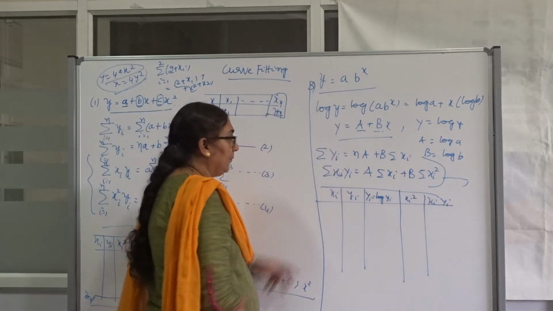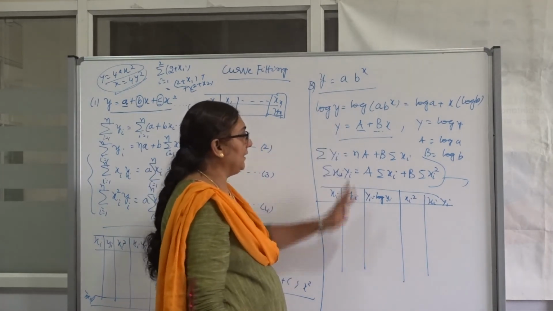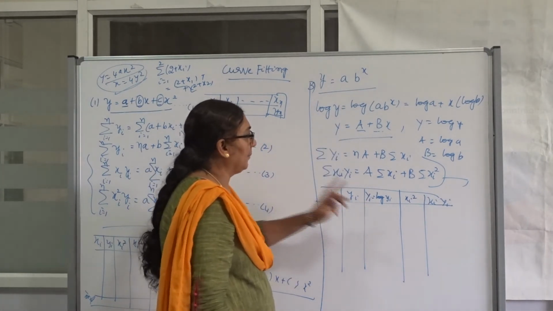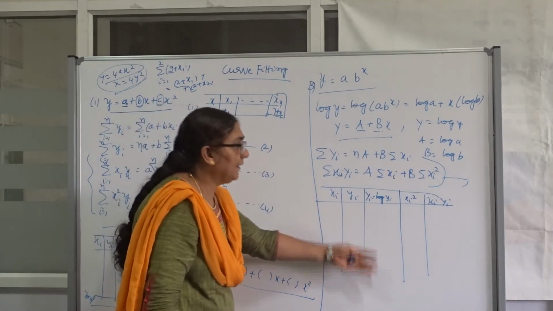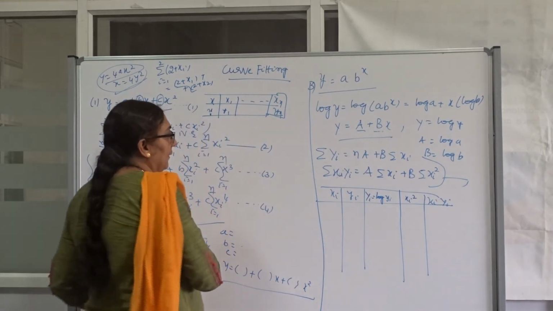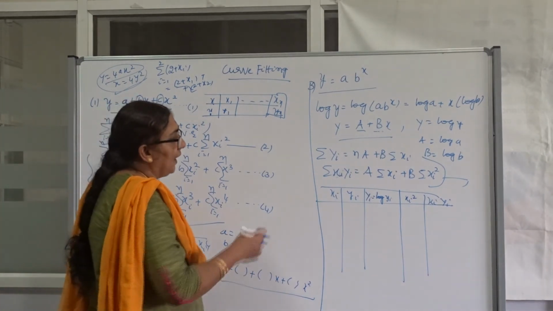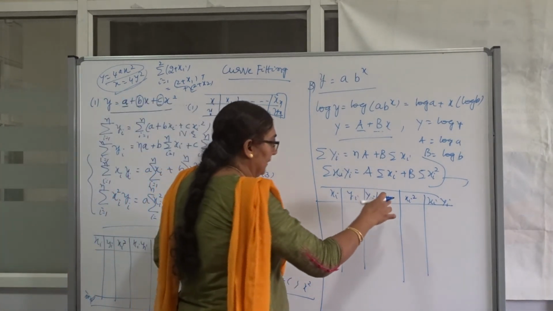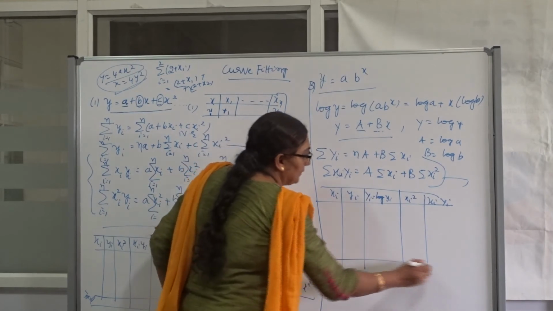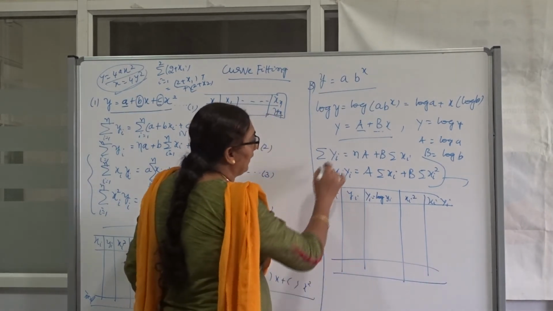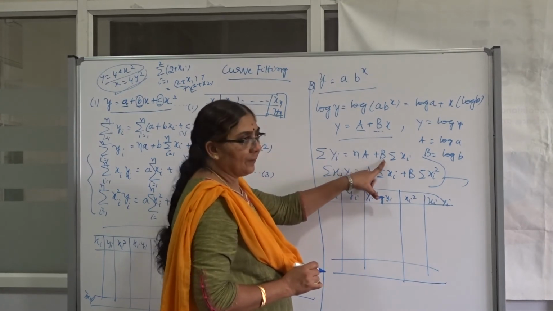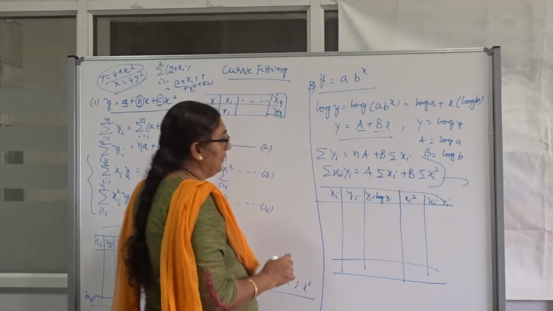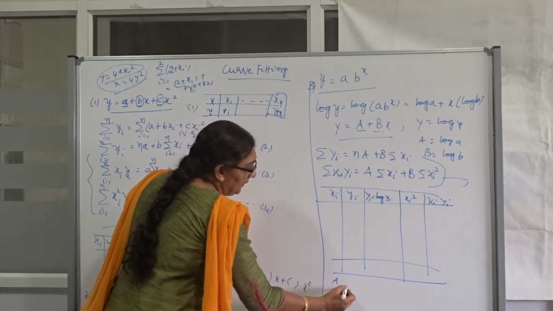Generally they do not give the values of capital Y. They are given small y. Take the log of each value, and we get the corresponding capital Y1, capital Y2, capital Y3. After that, you substitute and simplify. We get this table value. Once we get these values, substitute. Now we get equations in terms of capital A and capital B. We solve these equations. Finally, we get capital A and capital B.